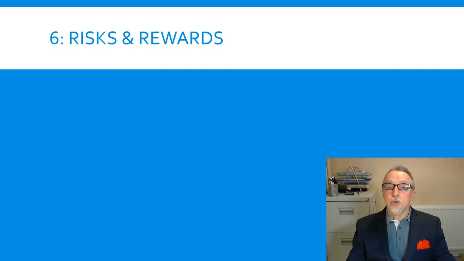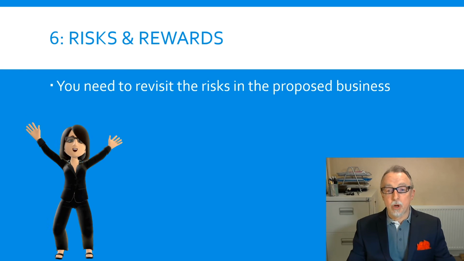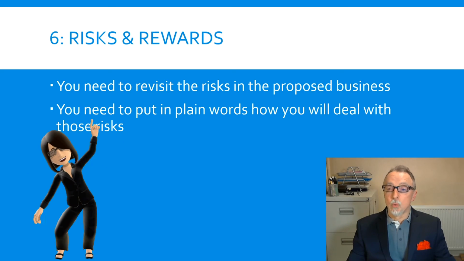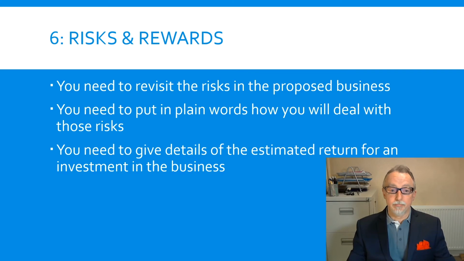Finally then, you need to look at risks and rewards. In other words, you need to revisit the risks in your proposed business, and you need to put in plain words how you would deal with those risks. And if you can do all that, well, your business plan will be much better. You need to give details of the estimated return for an investment in the business if you want to secure support from others. But if you can do that, well, the better business plan is as easy as that.